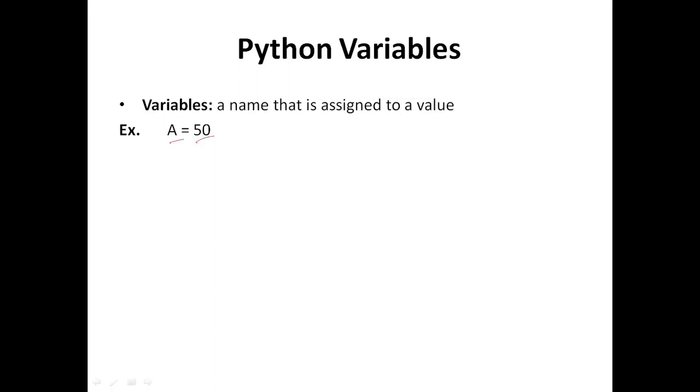Let's have a look at Python variables. In Python, a variable is a name assigned to an object or value, you can say. Here I have written a variable a which has a value 50. In Python, the interpreter first creates an object 50, and after that this object is assigned the variable name a.